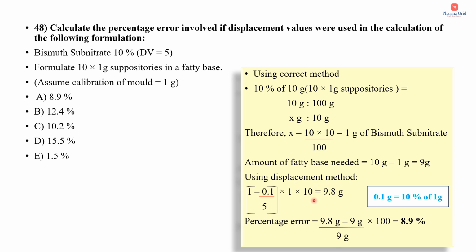So 9.8 gram is the amount of base we calculated based on the displacement method. Now we will calculate the percentage error. Percentage error is equal to estimated value minus original value divided by original value, all multiplied by 100. Or we can say that percentage error is equal to higher value minus lower value divided by lower value into 100. That is 9.8 gram minus 9 gram divided by 9 into 100. That is equal to 8.9%. So here the correct answer is option A, that is 8.9% is the percentage error involved.